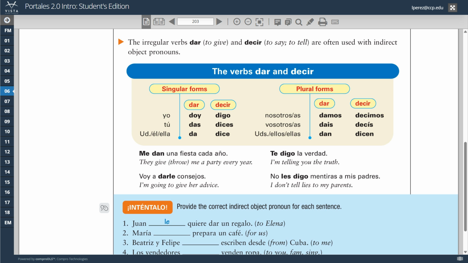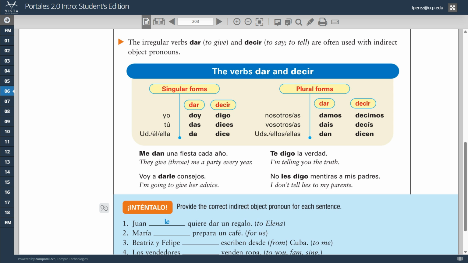The verb dar is to give. So think about it. Yo doy algo a alguien. I give something to someone. You give something to someone. He, she, or you in the formal sense, da, which is gives to someone. Also, the verb decir is to say. So you say or tell something, that's a direct object, but to someone. I say hello to my students. I say hello to my husband. So these are verbs that are commonly used with indirect objects.